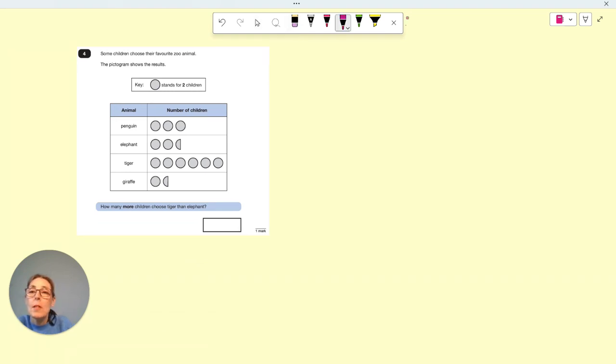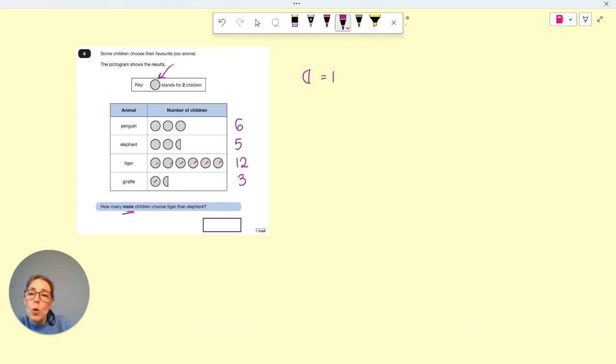Number 4, some children choose their favourite zoo animal. The pictogram shows the results. Now we've been given a key, and this circle stands for 2 children. So let's just have a look. So 2, 4, 6 children chose a penguin. 2, 4, wonder what half, do you think half a circle means half of 2? Yeah, so that's equal 1. Okay, equals 1. So we've got 2, 4, 5. And we've got 2, 4, 6, 8, 10, 12. And we've got 2, 1. So that's 2 plus 1 is 3.